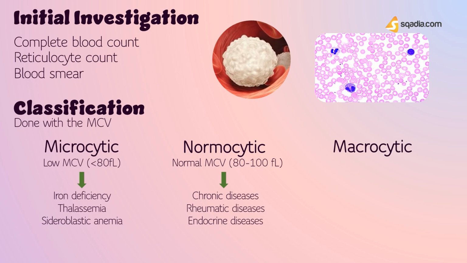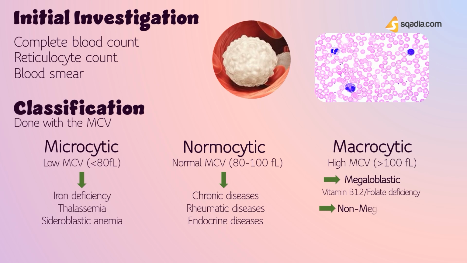Finally, a mean corpuscular volume of more than 100 femtoliters indicates a macrocytic anemia. And here there are two types of macrocytic anemia: megaloblastic, which is caused by a deficiency in vitamin B12 and/or folates, and a non-megaloblastic anemia that is caused by various systemic diseases or toxins.